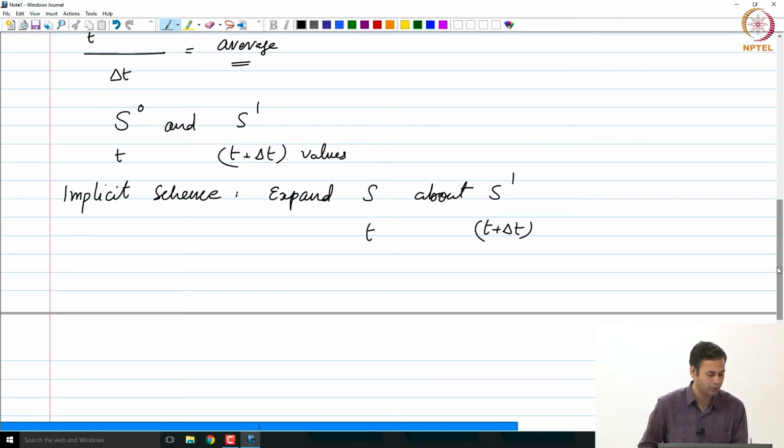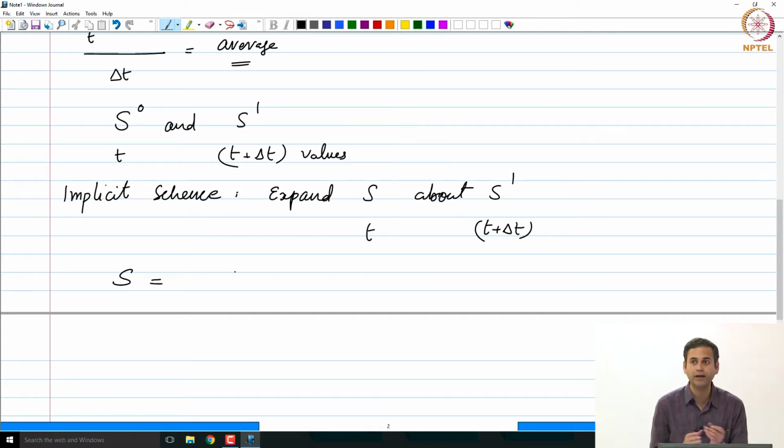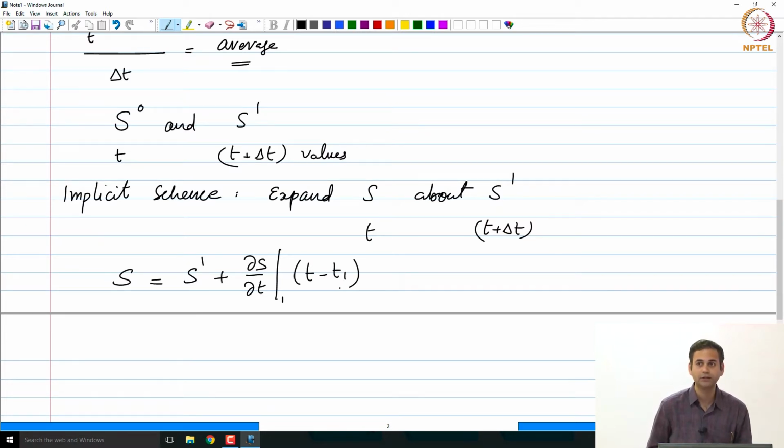Fine, then if I use Taylor series expansion, what would be S? S would be, if I were to expand about S1, let me call it, S1 plus partial S partial t at 1 times t minus t1, is that correct? Just like what we have done for the spatial expansion, I am expanding about S1 in time, right.